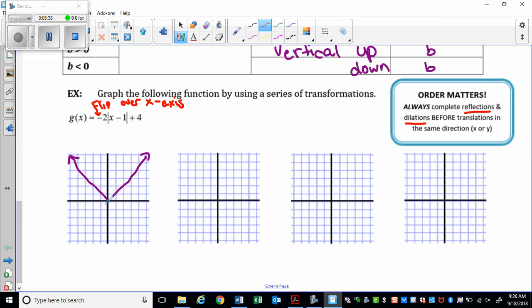Okay, and that's what I'm going to do here. So this is my new graph. And then we are going to have a stretch. This 2 is a vertical stretch by 2. So usually we would go up 2 over 1, up 2 over 1. But this time, we flipped it. So we're going to go down 2 over 1, down 2 over 1, something like this.